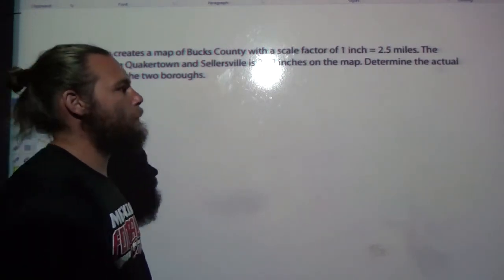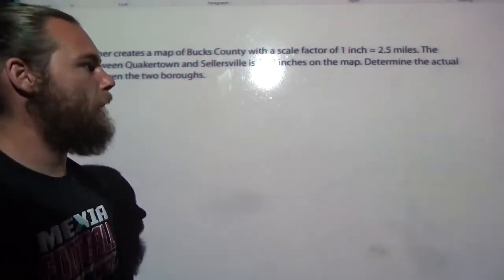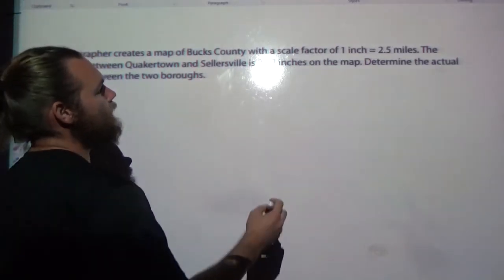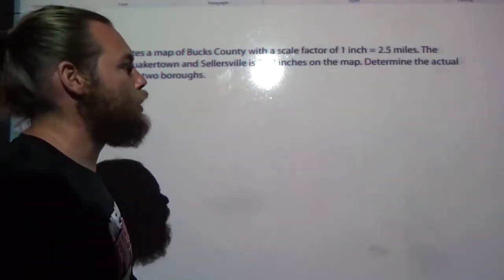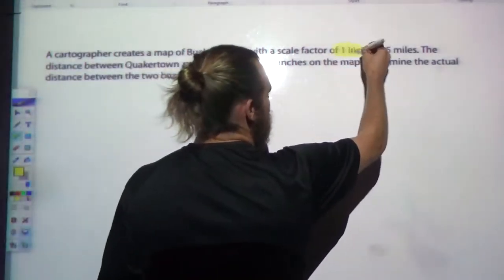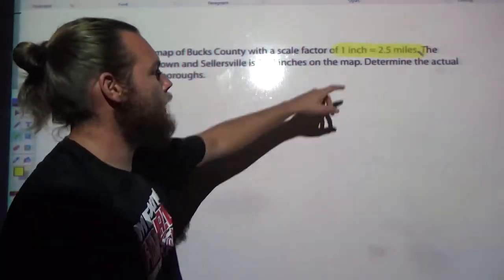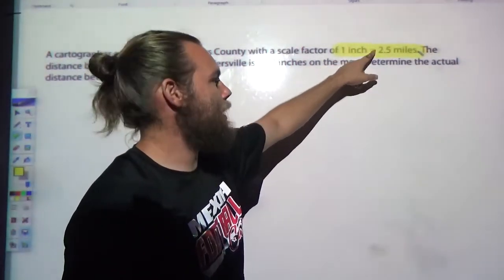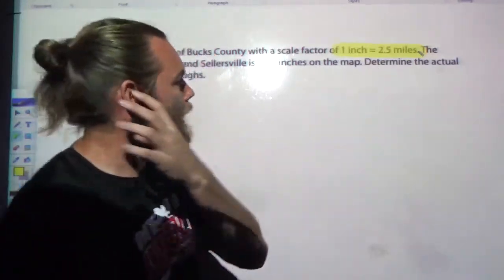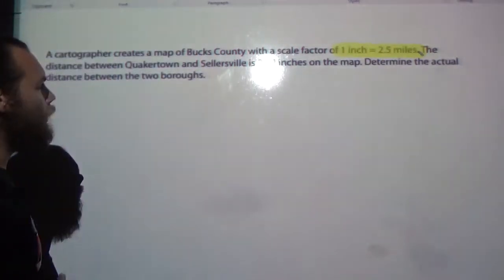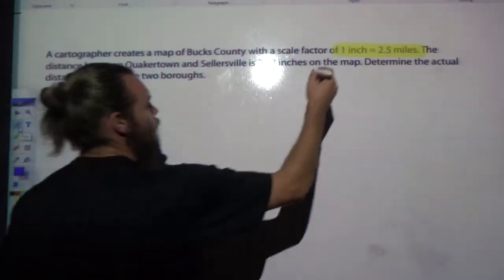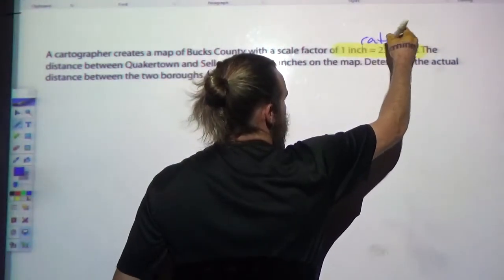So, when you're doing problems like this, there's some stuff that should jump out at you. They give us a rate or a ratio, and it's written right here. It tells us that 1 inch on a map is the same as 2.5 miles in real life. So, right there, we have a ratio or a rate, and that's very important for us.